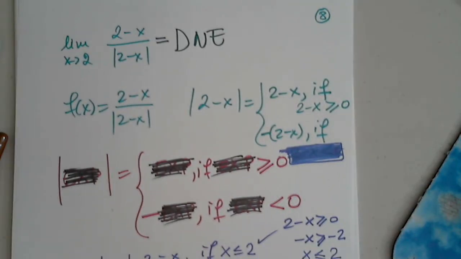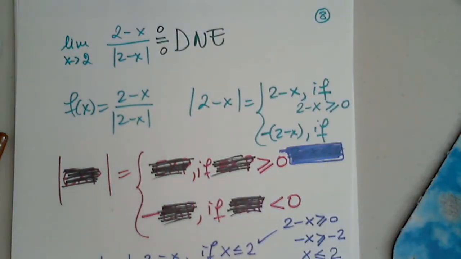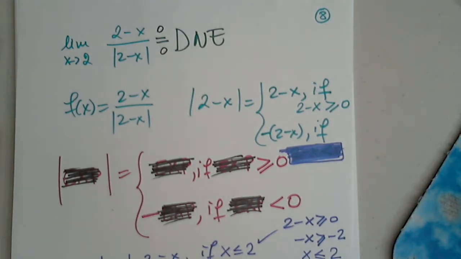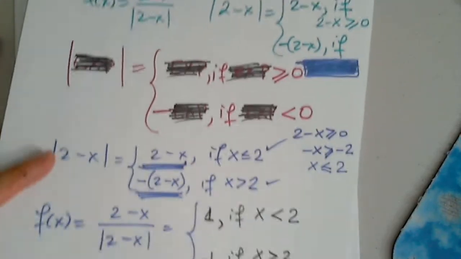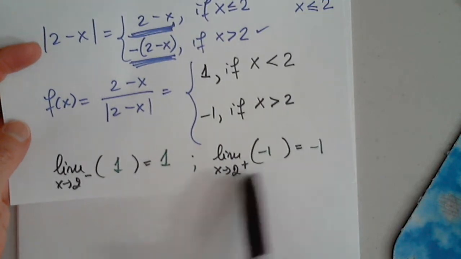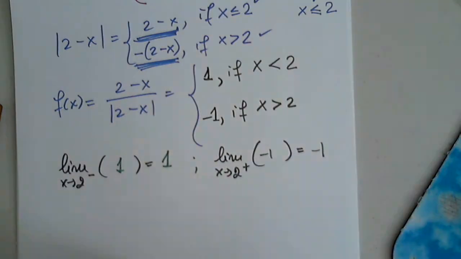So I should have said that from the very beginning. This is 0 over 0, right? So I cannot draw any conclusion. So I have to go and separate, simplify, determine the limit from the left, determine the limit from the right. And it happens that the left of 2 is 1, right of 2 is -1. They're not the same. So it's D and E.